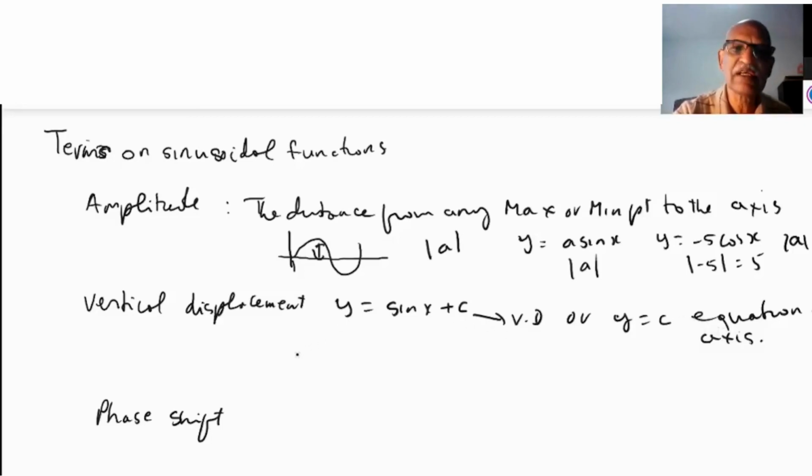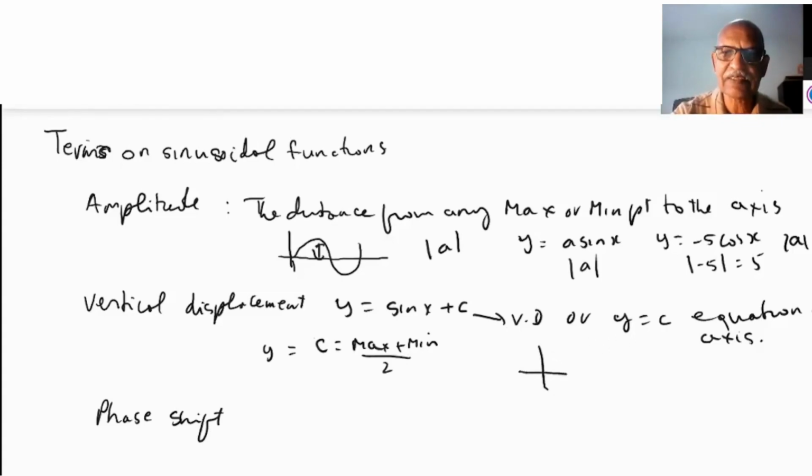So to find vertical displacement c, it is always equal to maximum plus minimum divided by 2. This is always y equal to c, and c equal to maximum plus minimum divided by 2. Okay, so to make it very clear, if this is my axis here and this is my graph, this is always c, the distance from the middle to the x-axis. That's my c.